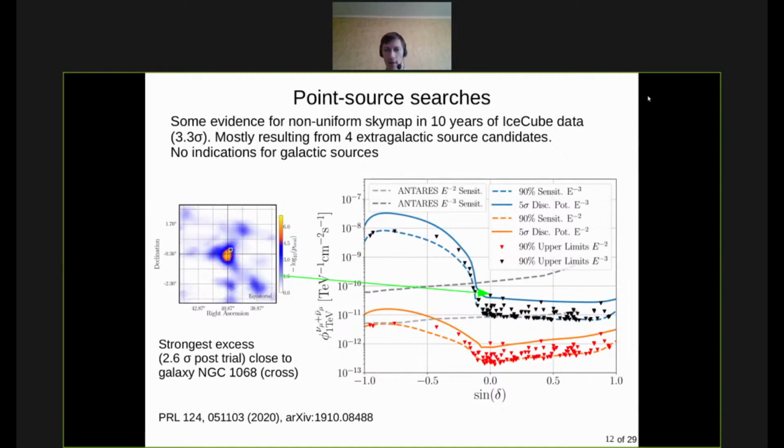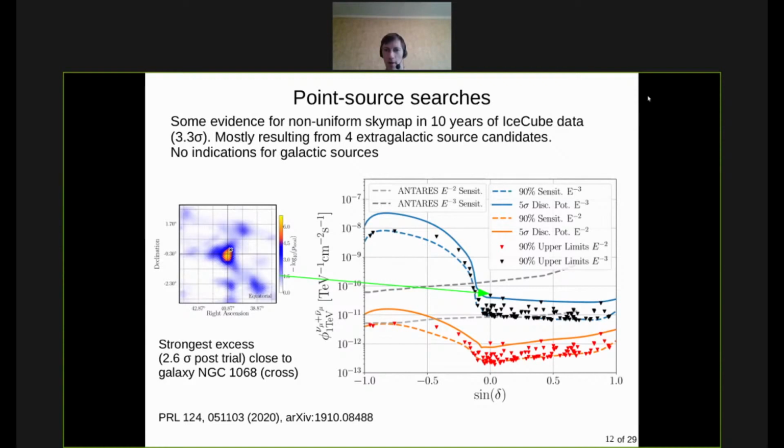Here on this slide shown is an upper limit plot for a list of candidate sources. These are black points or red points. Black points are for an assumption of E to the minus 3 spectrum, and red is for an assumption of E to the minus 2 spectrum. And it is shown as a function of declination on the x-axis. As you see, IceCube is mainly sensitive to the sources in the northern sky.